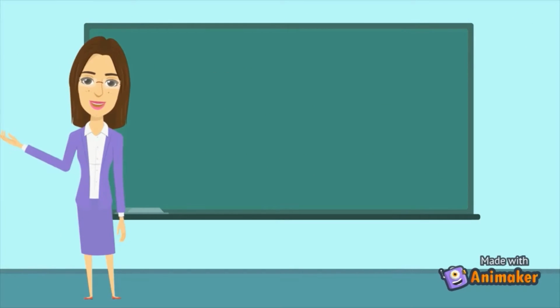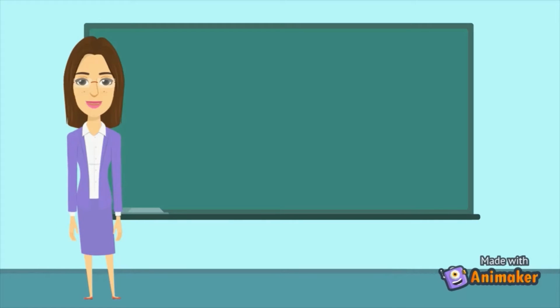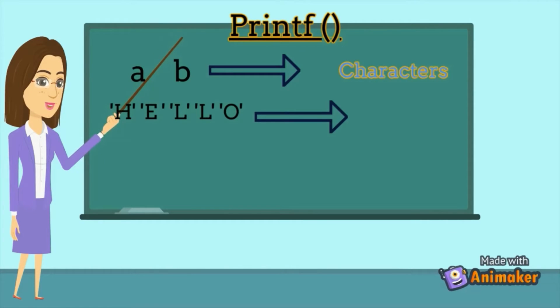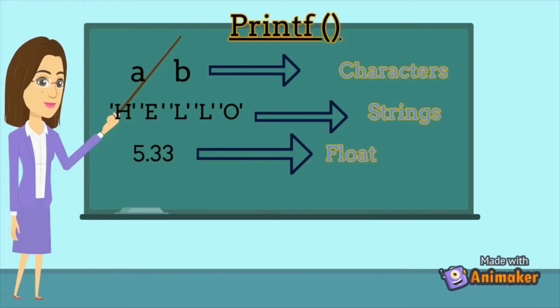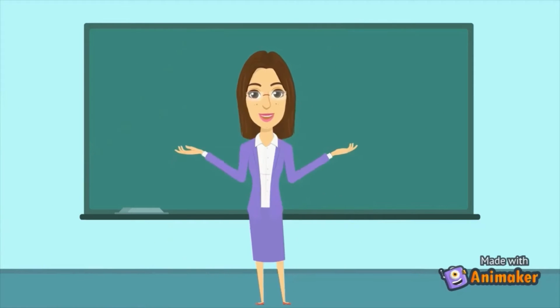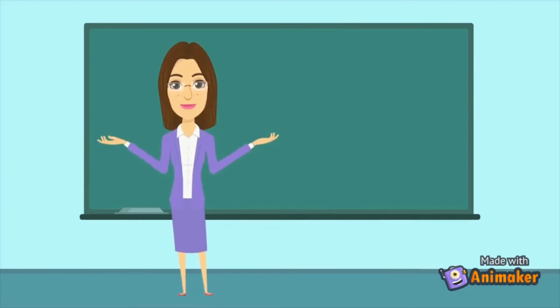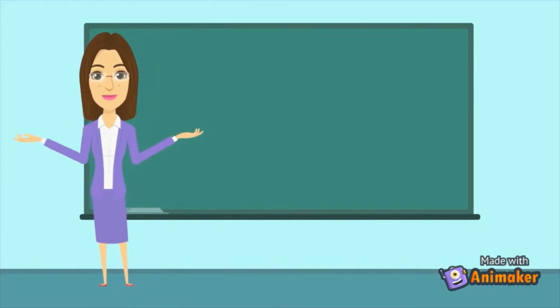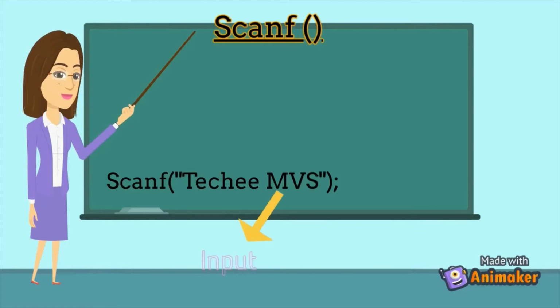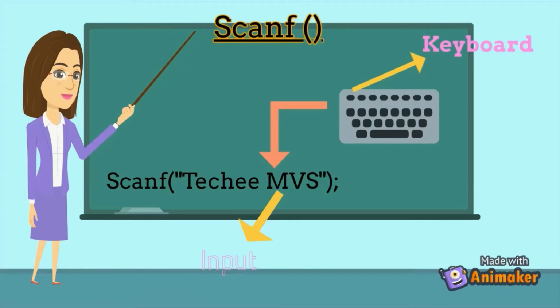Let's see input and output functions. In C programming language, printf function is used to print the character, strings, float, integer, octal, hexadecimal values. To display the output on screen, we use scanf function. Scanf is one of the commonly used function to take input from the input device, which is keyboard.